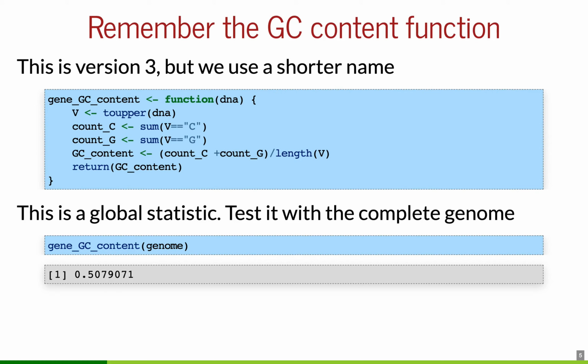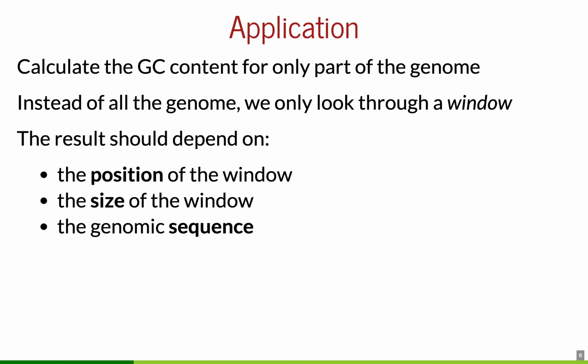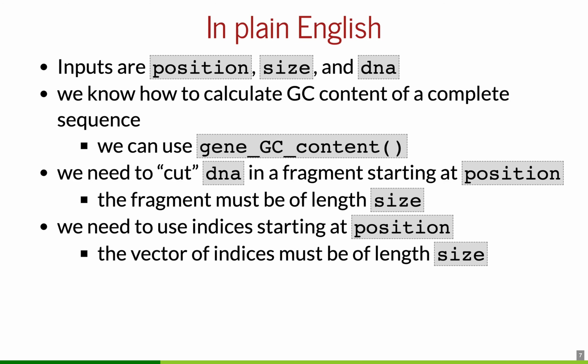Perfect. Now, what we really want to do is to calculate the GC content window by window. Therefore, the result should depend on the position of this window, the size of the window, and of course the genome or the sequence that we are querying. So let's solve it in plain English first. The inputs that we need are the position, size, and DNA. These are given to us. Someone will take care of that. We don't care right now. We are writing the function.